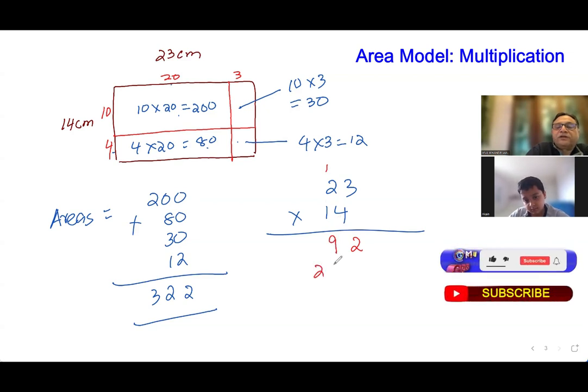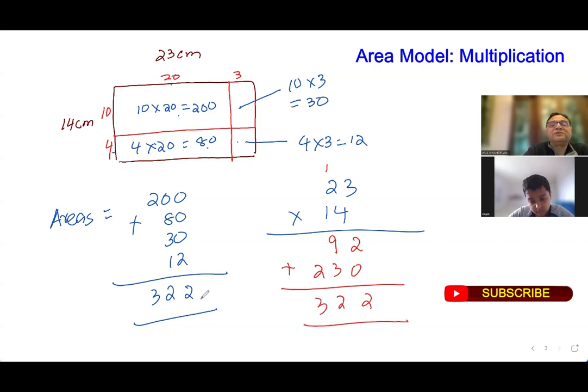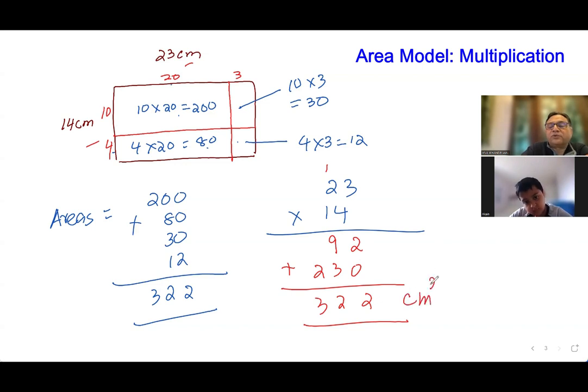Multiplying with 1, we get 23. Adding them, we get 2. Well, I should place 0 there. 9 plus 3 is 12 and 1, 322, right? We get the same units. Now the units were centimeters, so it will be centimeter square. Is this process clear to you, okay?